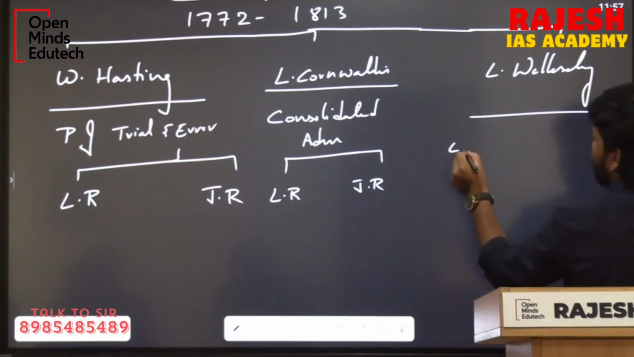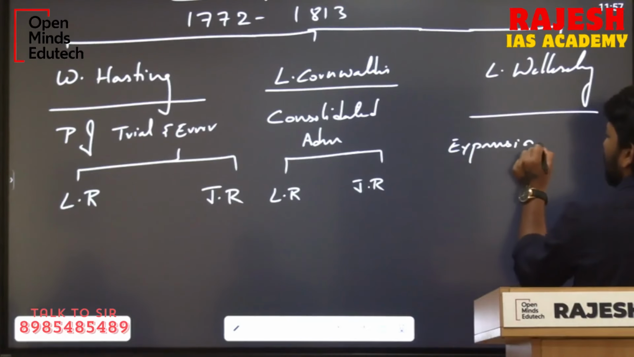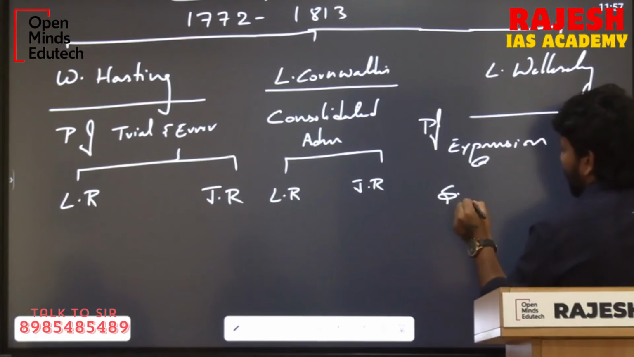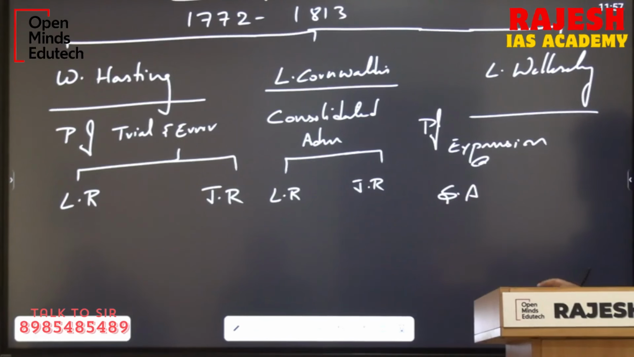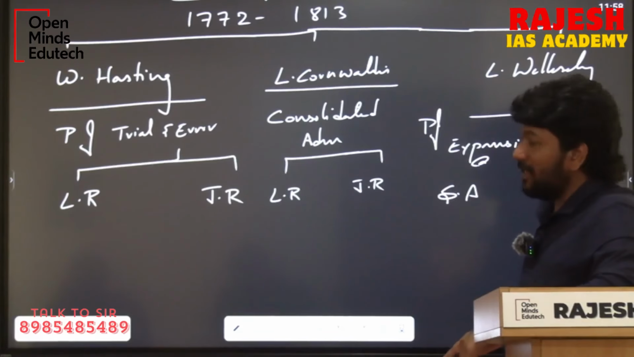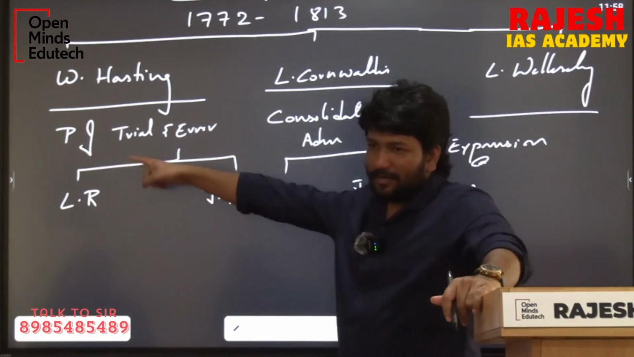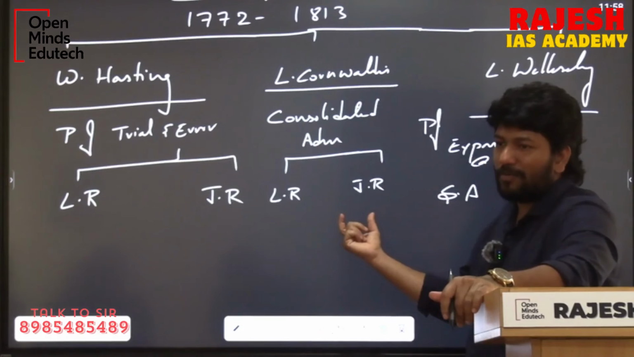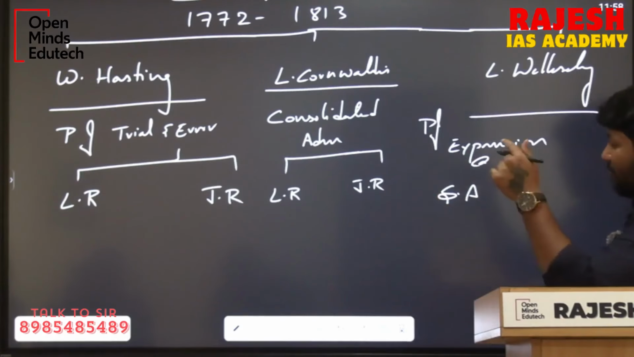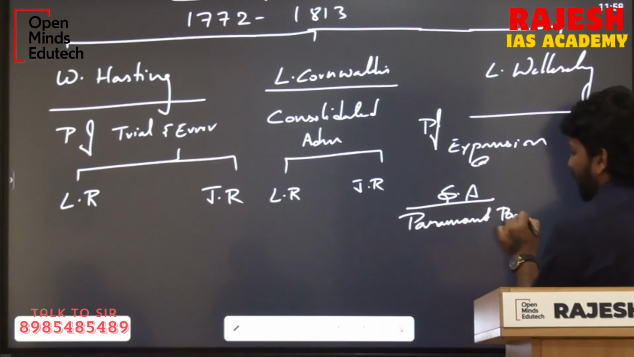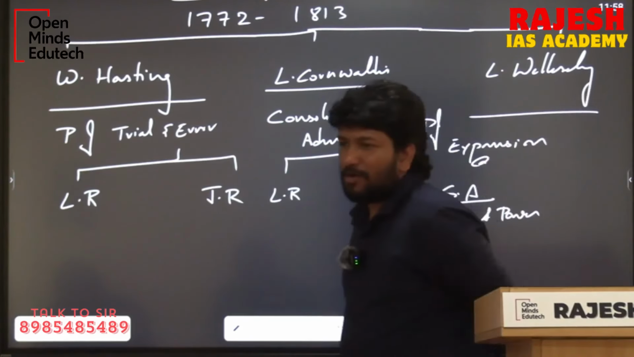Wellesley is known for the policy of expansion. Through what? Subsidiary alliance. He is the architect behind the subsidiary alliance. With the subsidiary alliance, he expanded what? The territory of the British. See, the administrative reforms were started, he consolidated the administration, and now there is no problem in administration. He expanded the territory. With this, the British became what? Paramount power in India.